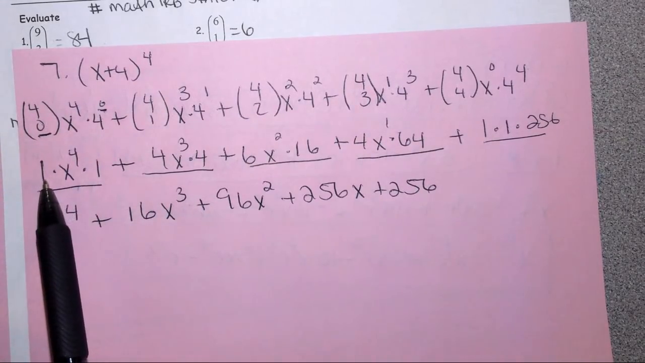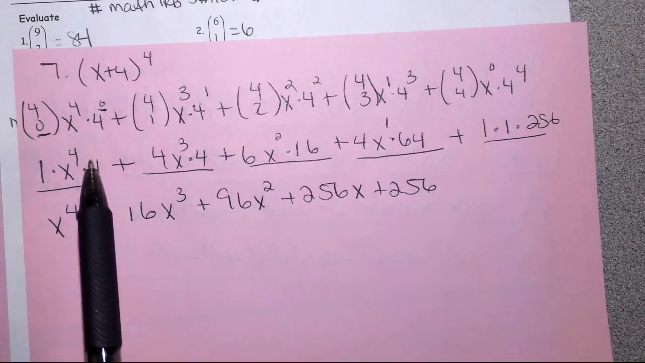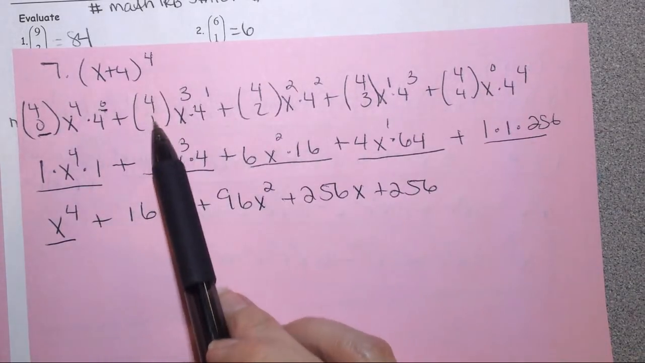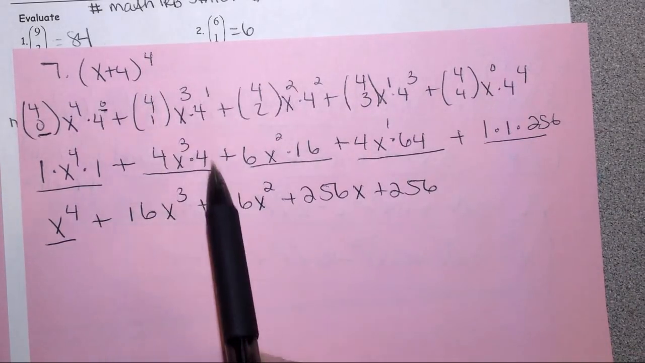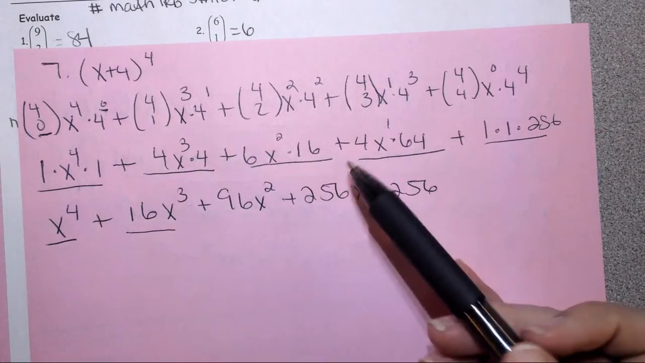4 choose 0 is 1. I bring down the x to the 4th. 4 to the 0 is 1. 1 times x to the 4th is x to the 4th. 4 choose 1 is 4. 4 to the 1st is 4. 4 times 4 is 16, and I bring down my x to the 3rd.